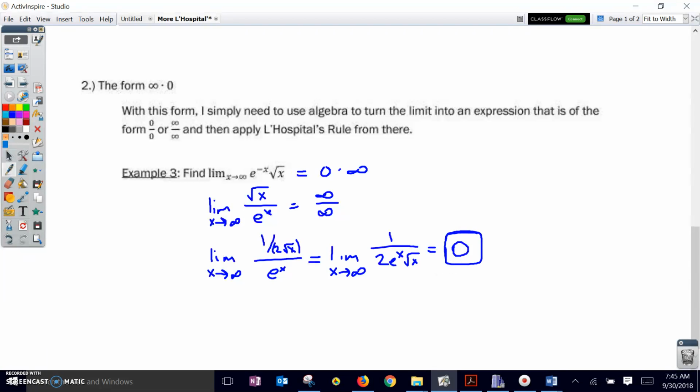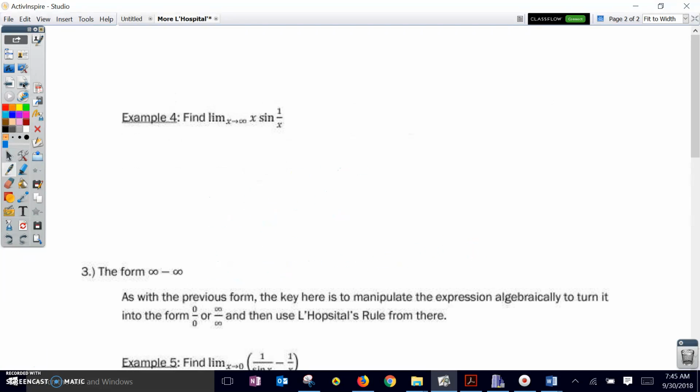Alright, on to example 4. Here we've got the limit as x goes to infinity of x times the sine of 1 over x. And this is of the form infinity times 0, because x approaches infinity as x approaches infinity, and the sine of 1 over x approaches 0.